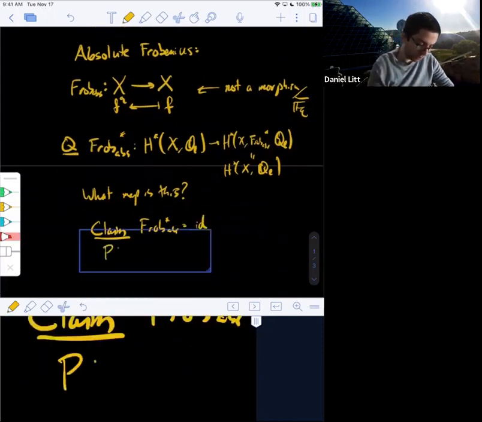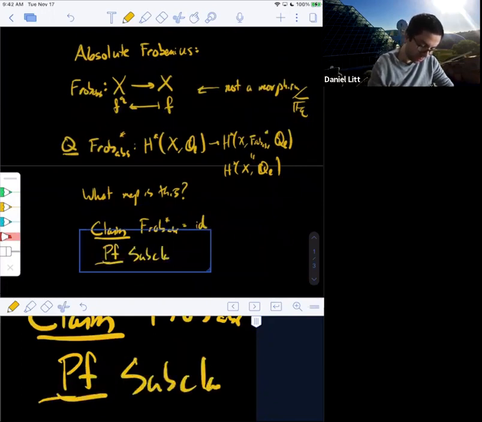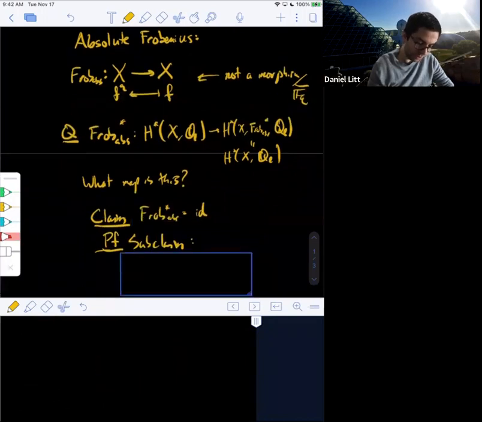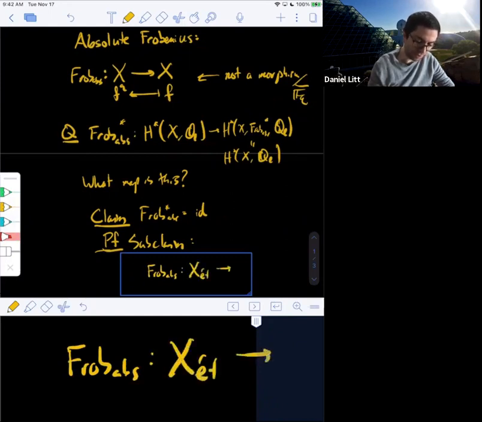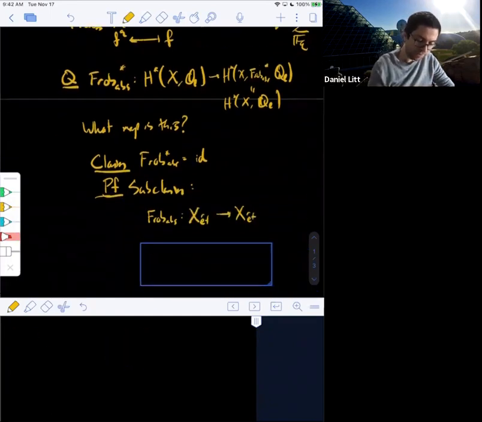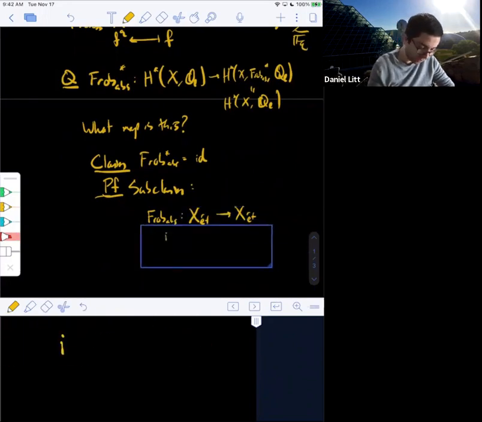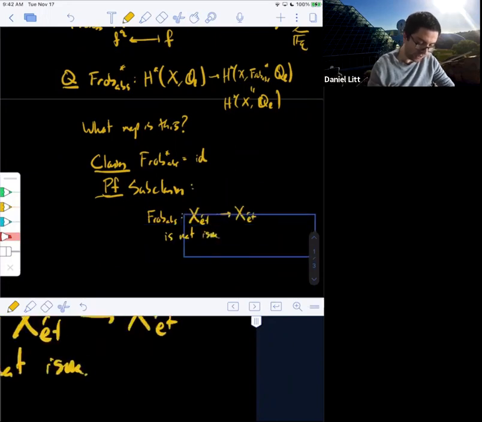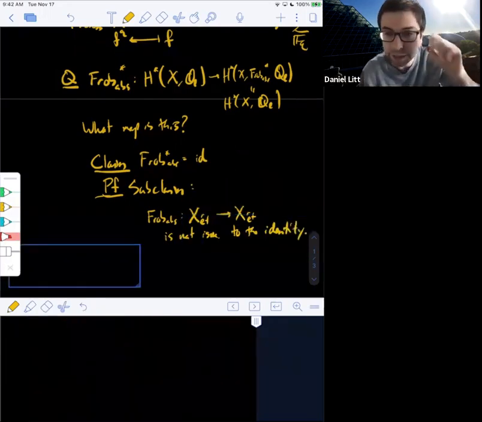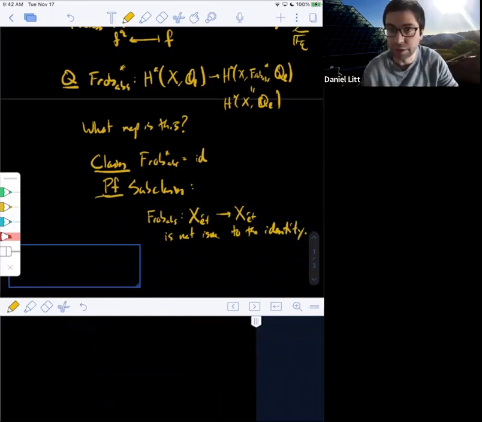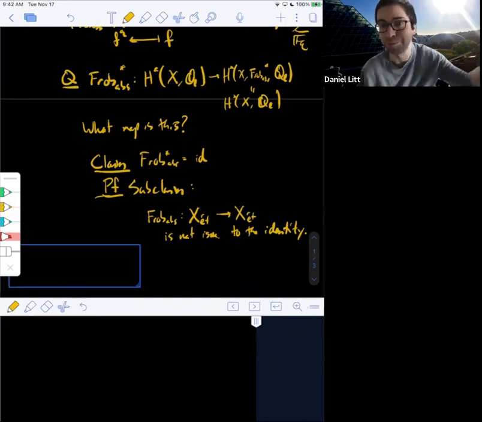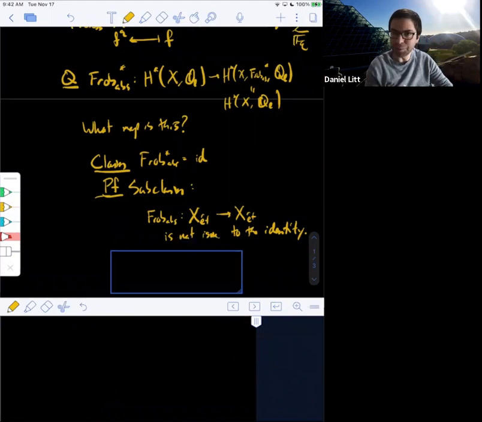So why is that? So proof. Here's a subclaim. Frob abs is a map from X to X, so it induces a map from the étale site of X to the étale site of X. This is a map of sites, so it's a functor going the other way. And the claim is that this functor is naturally isomorphic to the identity. And if we prove that, then we win, because the identity evidently induces the identity on cohomology by functoriality. That's part of what being a functor is. Okay, so can anyone help me prove this? What do we have to show?